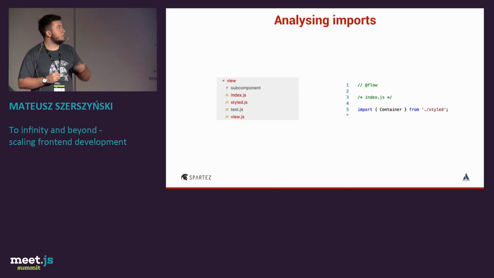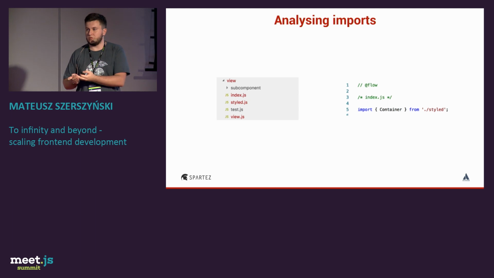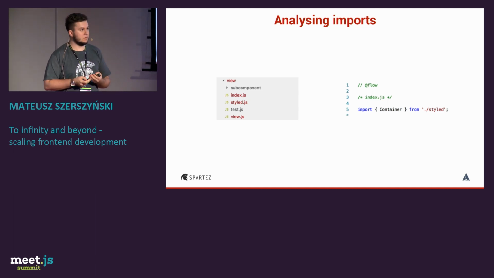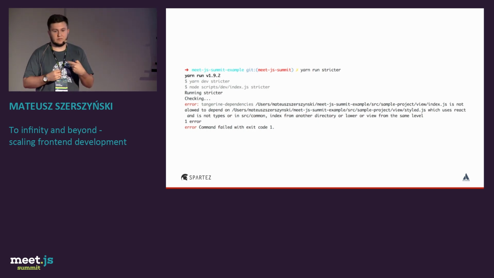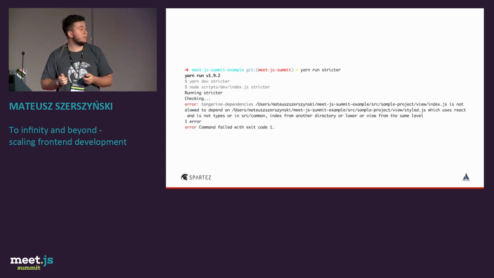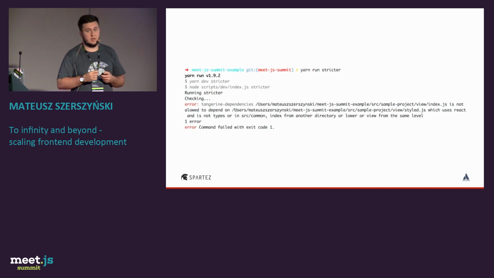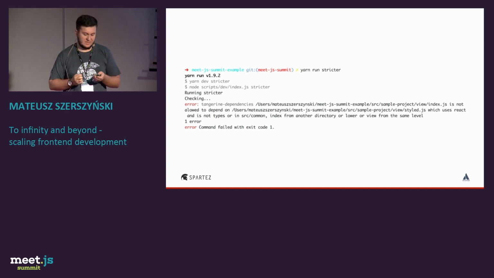Another example: we have the same directory structure, but the index file imports something from the style directory, which should not be possible. Only the view should know how the given piece of application looks and how it works. But what if we import it? It will also be forbidden because, the description is pretty long, but index.js cannot depend on something from style.js. It can only depend on view, it can depend on some examples, or on a subfile, subdirectory.